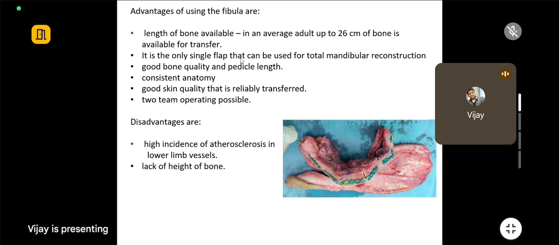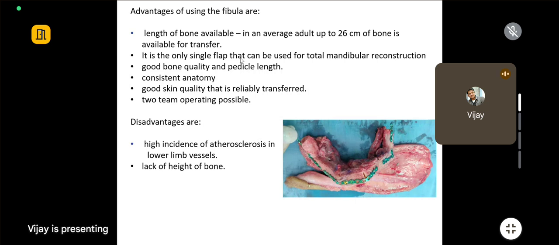The advantages include that the length of the bone, up to 26 centimeter of bone, is available for transfer, and it is the only single flap that can be used for total mandibular reconstruction. The bone quality is good, and we have a good pedicle length, consistent anatomy, good skin quality that is reliably transferred, and two operating teams are possible. However, disadvantages include high incidence of atherosclerosis in the lower limb vessels and lack of the height of bone.